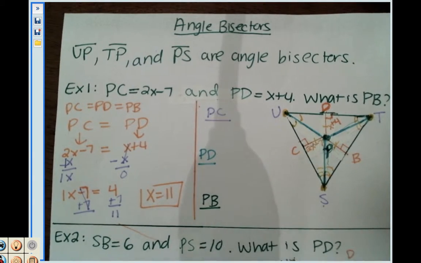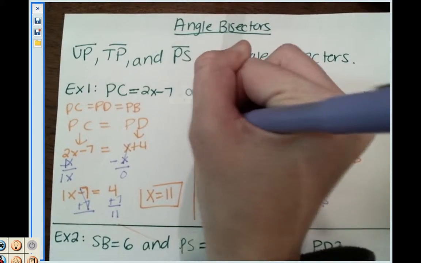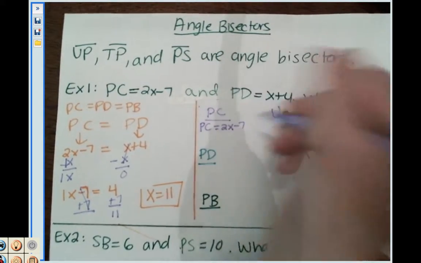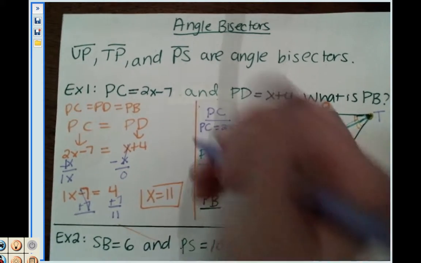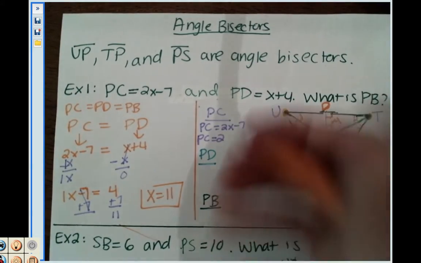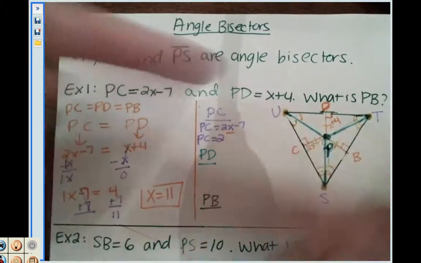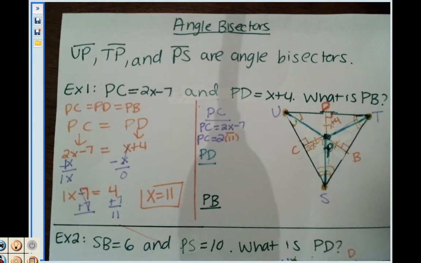So let's do that. PC I know is 2x minus 7, which now that I know x is 11, how could I use that piece of information to help me find PC? Yes, you would substitute an 11 for x. So PC equals 2, my x right here is going to transform into an 11, so times 11 minus 7.